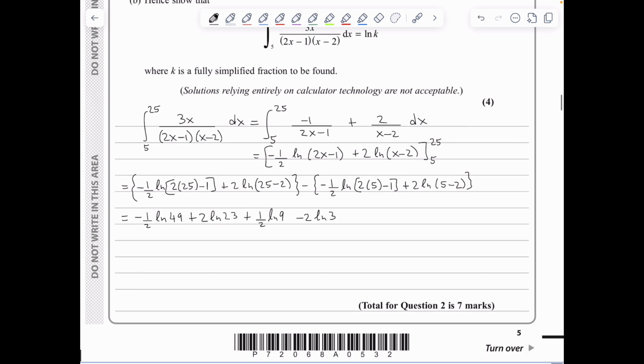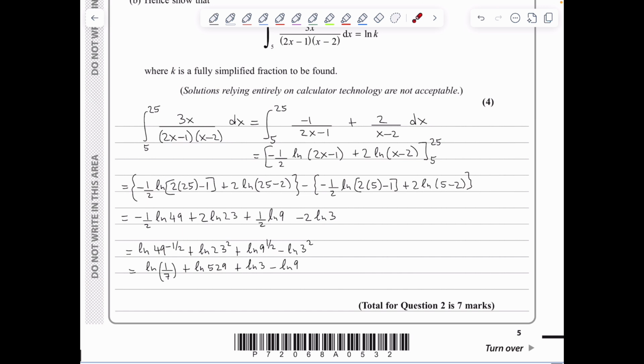Now we know that the minus a half can come up as a power, so we're looking at a ln of 49 to the minus a half plus a ln of 23 squared plus a ln of 9 to the a half minus a ln of 3 squared, which gives a ln of 1 over 7 plus a ln of 529 plus ln 3 minus ln 9.